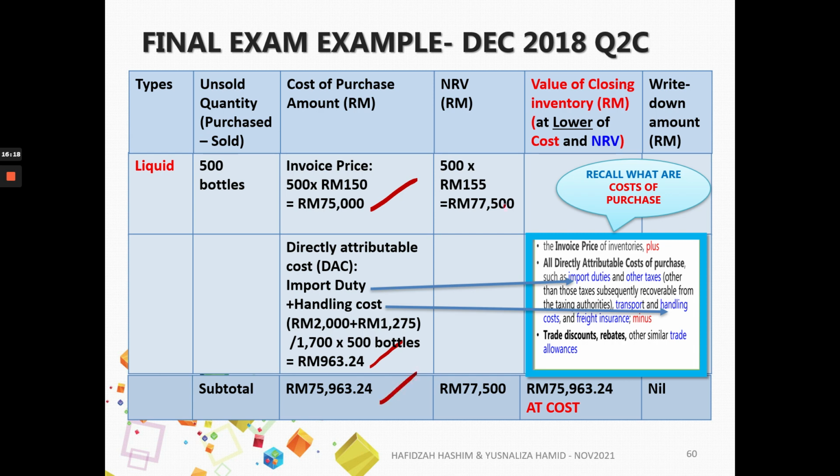Next is the NRV. It's just one item that has already been given, and you compare these two, you would see that this is the one that you will measure at, since that is the one which is lower between the cost and the net realizable value. So the cost versus NRV. Therefore there is no write down, nil, no write down needed.